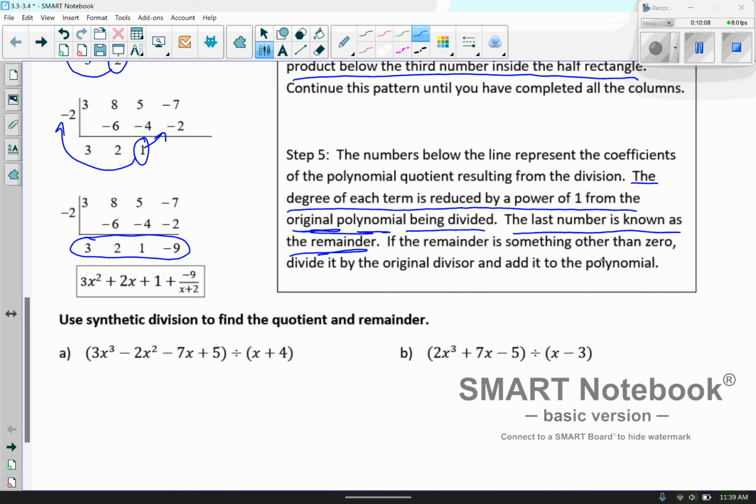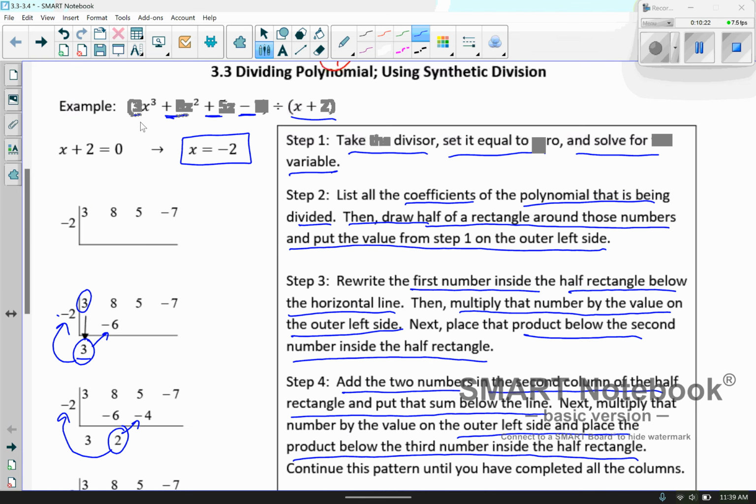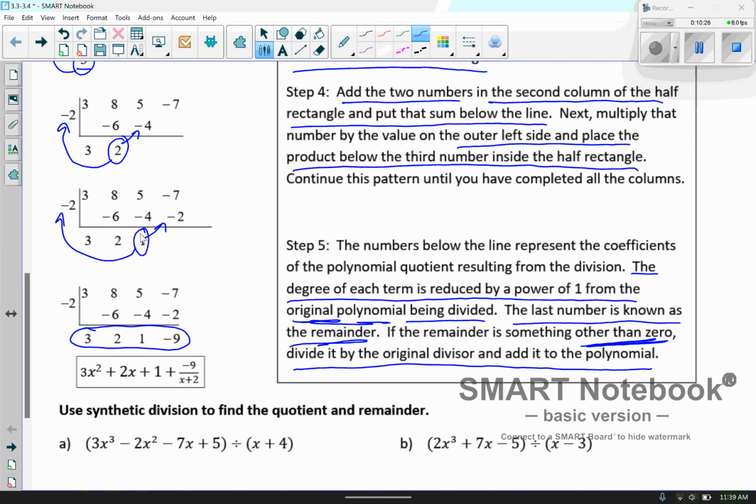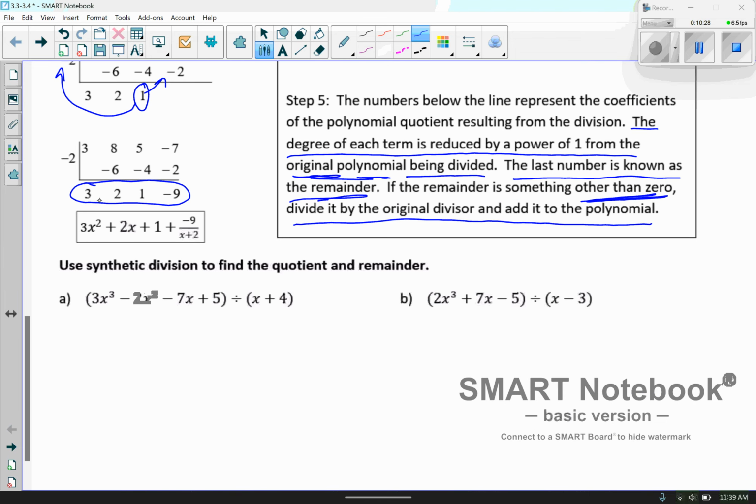If the remainder is something other than 0, okay, divide it by the original divisor and add it to the polynomial. So if you remember, the original polynomial was a degree of 3. We had 3x cubed plus 8x squared and so on. So we are going to drop it down by a power. So now it's 3x squared plus 2x plus 1, and then the last number is known as the remainder, and you can just tack it on, divided by the original divisor, which was x plus 2.